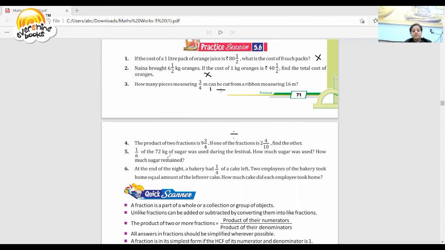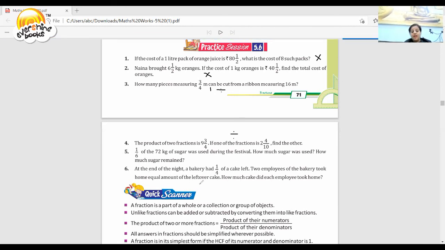1 upon 6 of the 72 kg of sugar was used during the festival. How much sugar was used? How much sugar remained? It means the festival was there and of 72 kg of sugar, 1 upon 6 part was used. So how much part is left? That you have to find. First you have to subtract, and then you will get the remaining part.